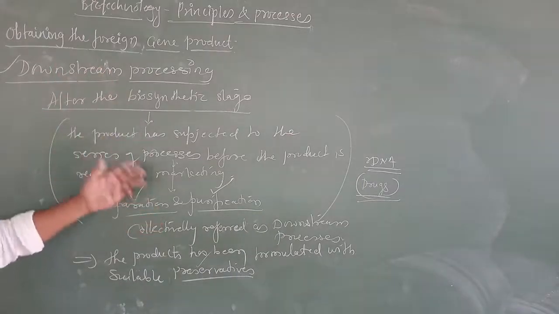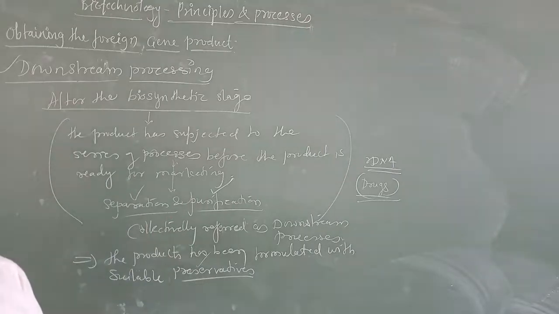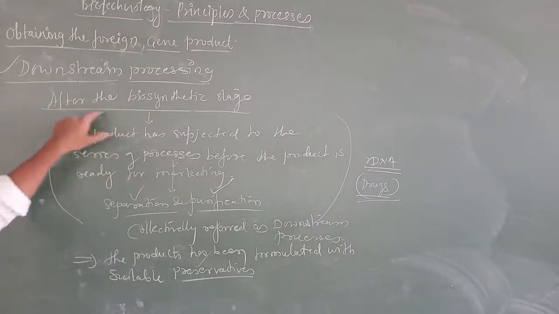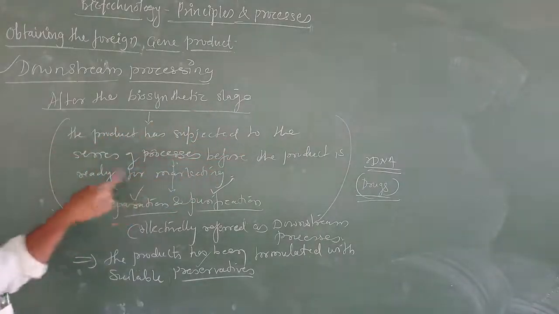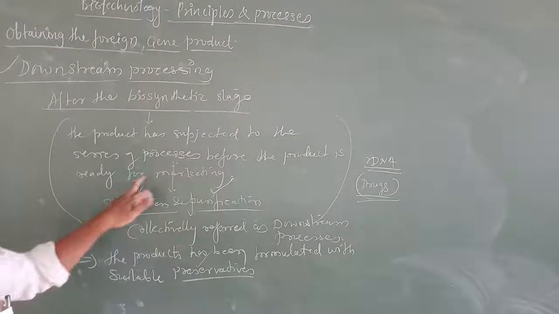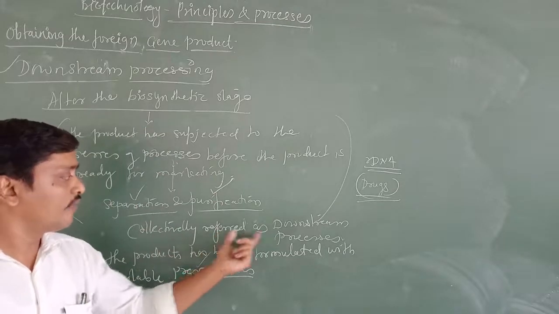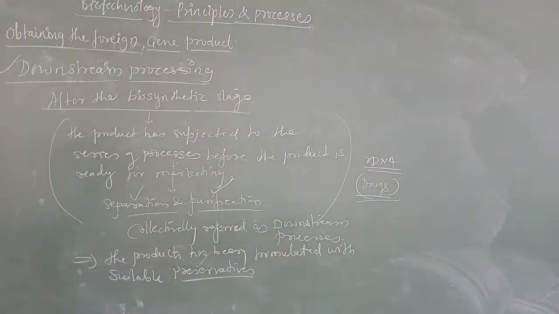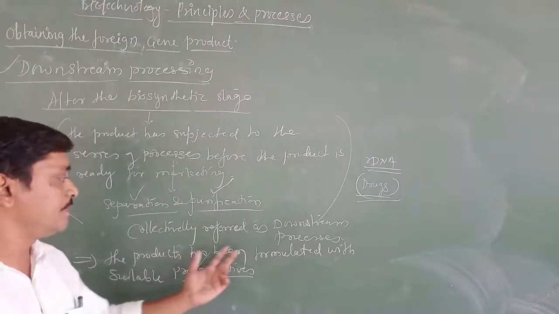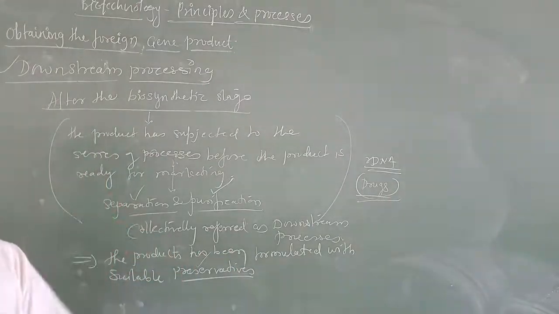The downstream processing and the quality control testing vary from one product to another product. So in downstream processing, these are the things. After the biosynthetic stage, the product is subjected to a series of processes before it is ready for marketing. There we go for separation and purification, and these are collectively referred to as downstream processing. After this, we preserve the product, in the sense the product is formulated with suitable preservatives.